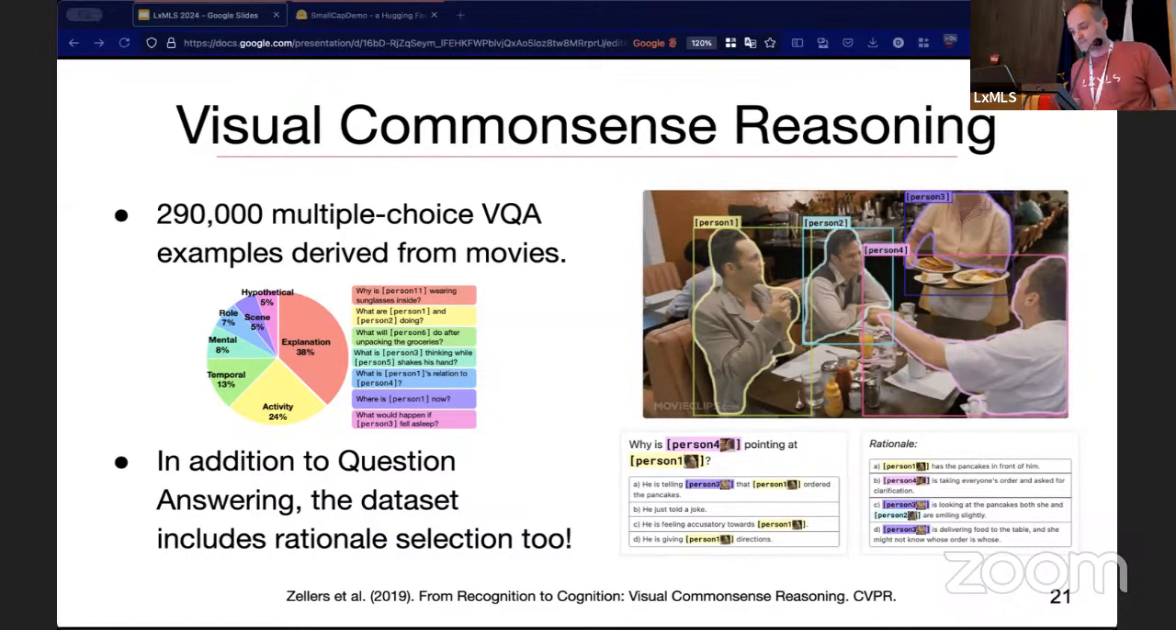And there are some valid answers. For example, he is telling person 3 that person 1 ordered the pancakes. That looks perfectly plausible to me. I don't think it looks like he's giving person 1 directions. And hopefully, this is the example where your model would understand that pointing is not only used to give directions, it's also used to explain something within a local context. So I think this is a super cool example of a challenging task that requires interesting reasoning.